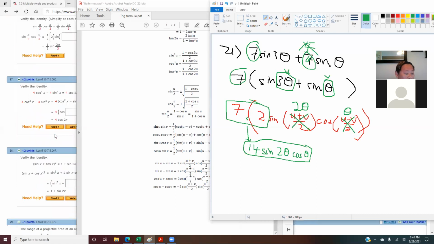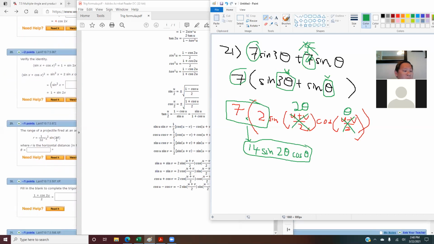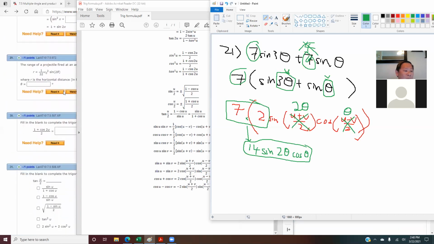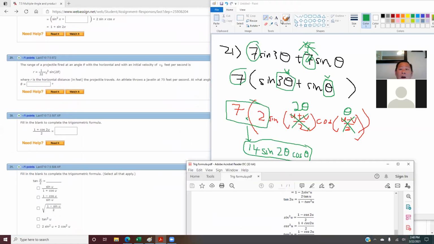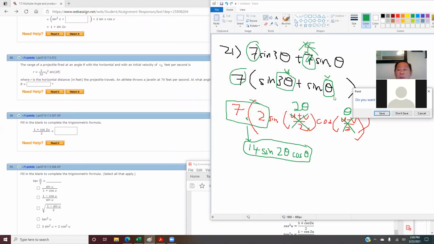Okay. The next one we're gonna talk about, the proving one, I think you can go and watch it. The next one we talk about is the word problem. So this is the word problem that a lot of students have questions with. So that will be number 29.